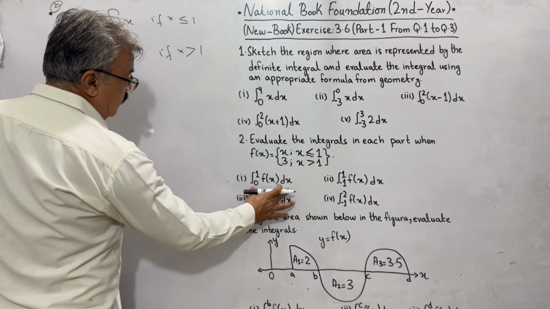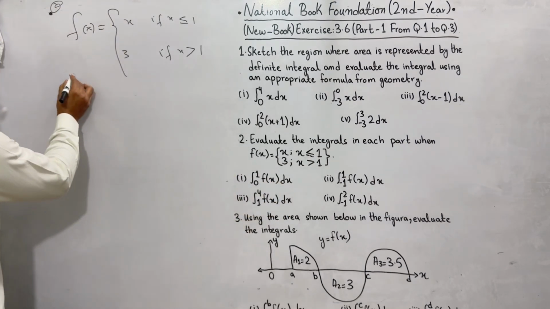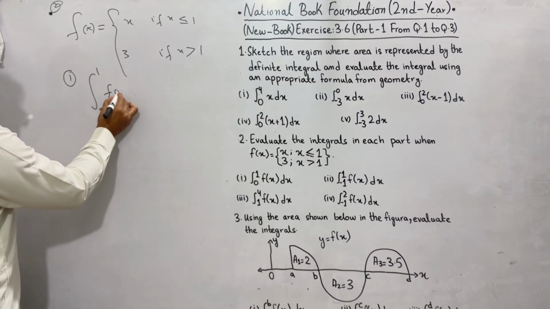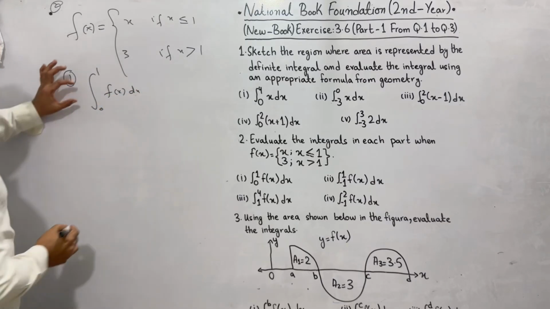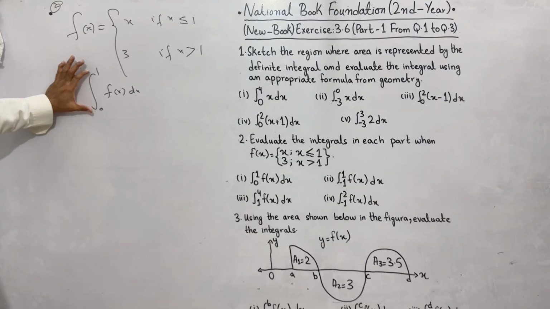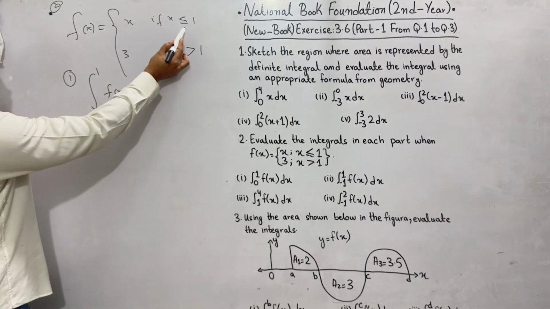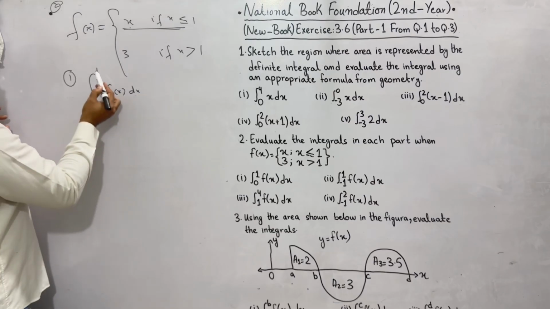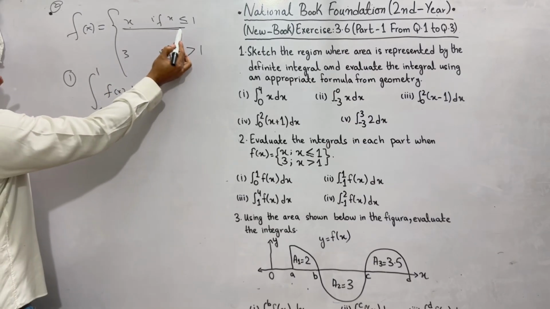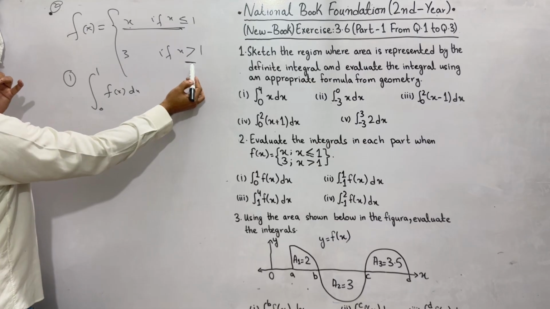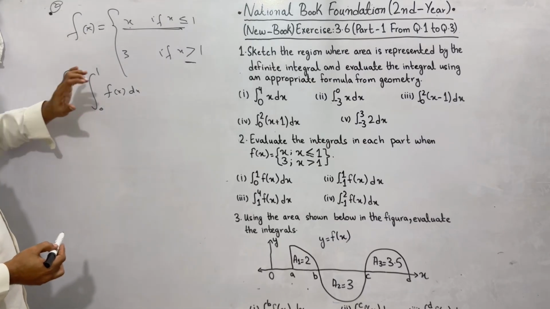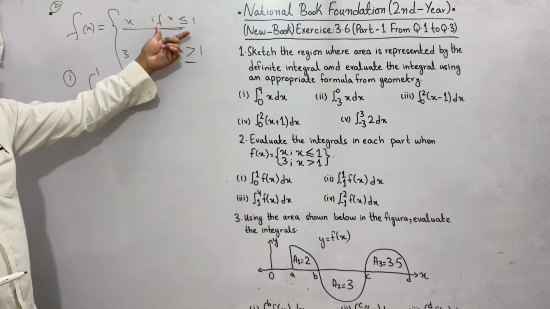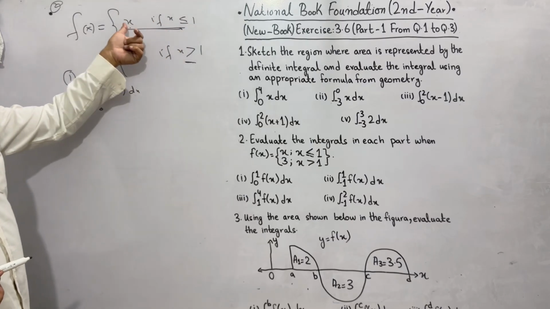Let's see question number 1. Our limit runs from 0 to 1, f of x dx. What are the values? 0 to 1. Less than or equal to 1, we have to take this. This interval 0 to 1 is not satisfied by the interval greater than 1. Our limit 0 to 1 lies in the interval x less than or equal to 1, so we have to take the corresponding function.